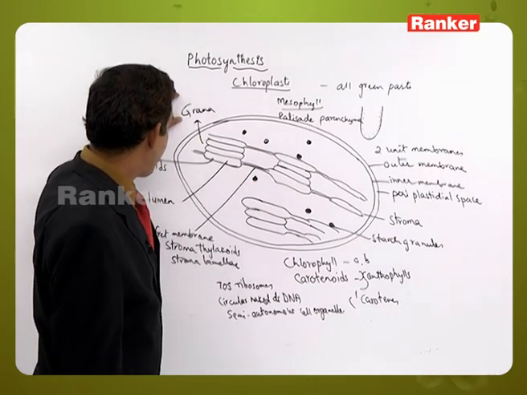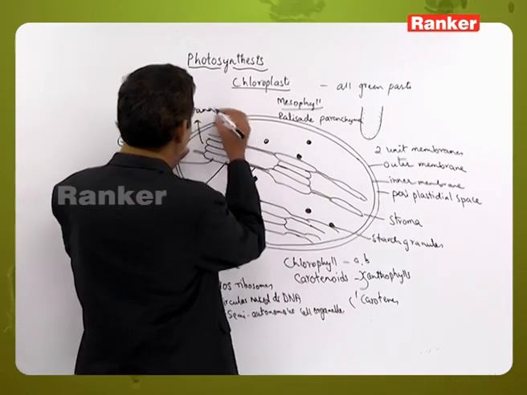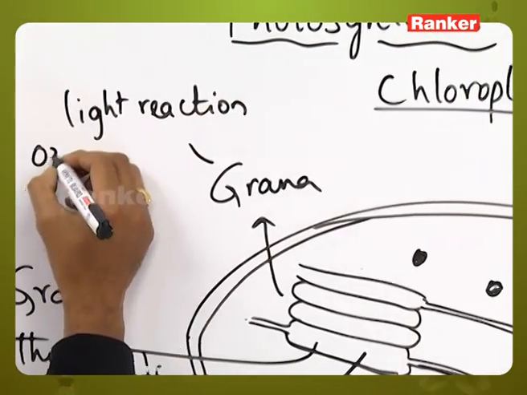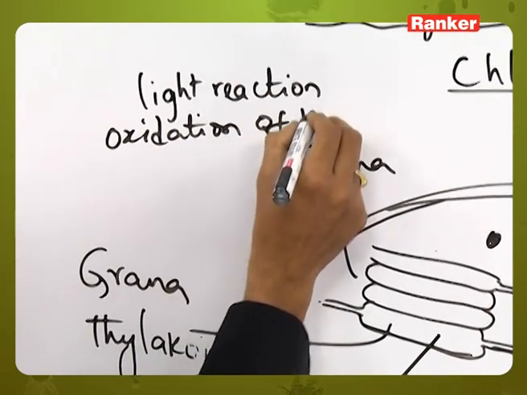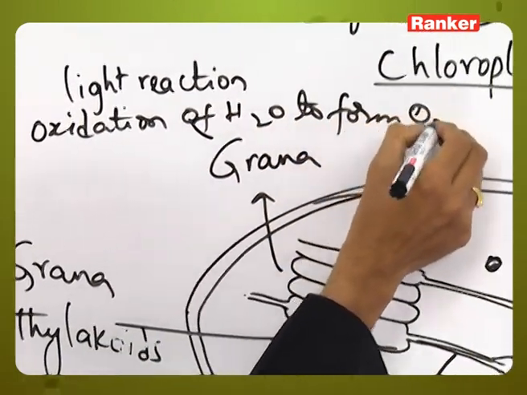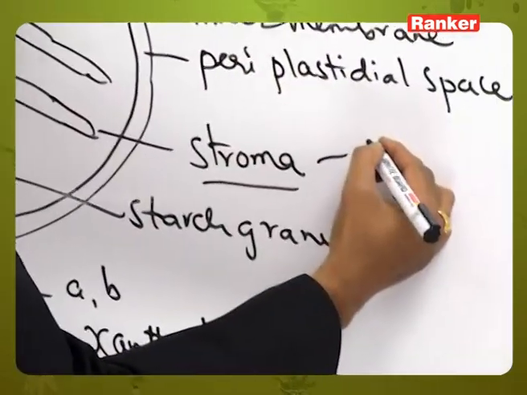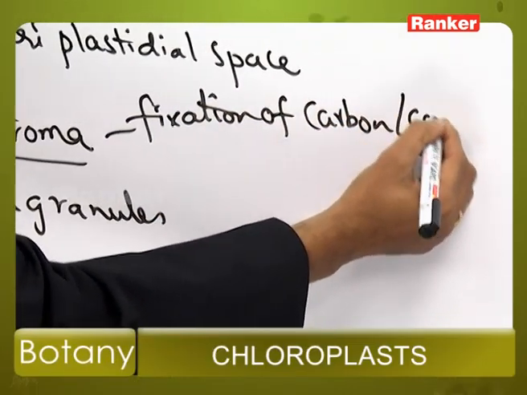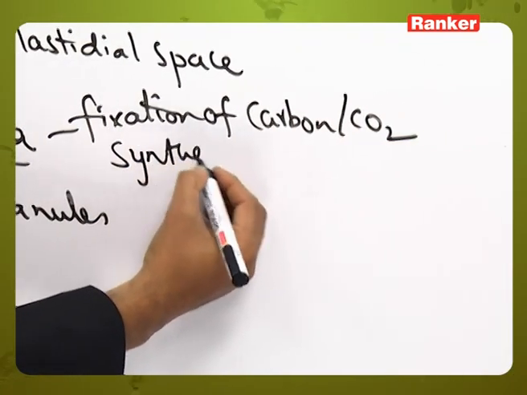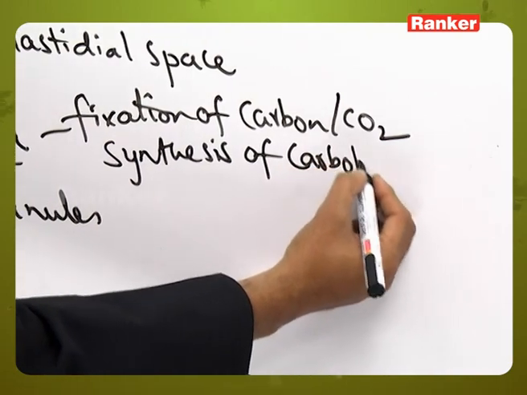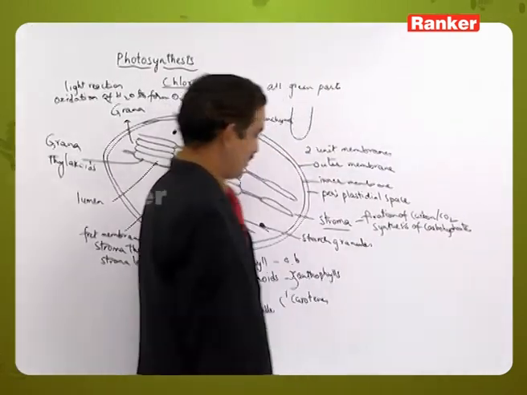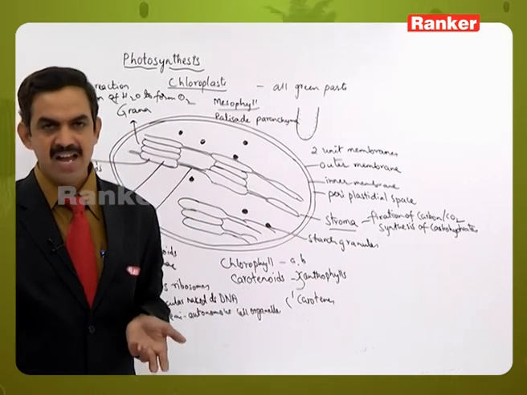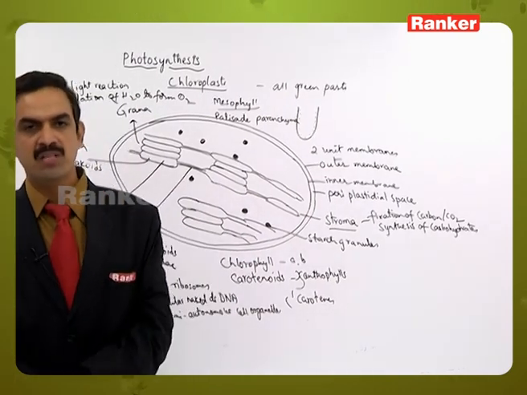Here the grana and stroma are the main parts. In the grana, the light reaction takes place, where water is oxidized to form oxygen, and in the stroma the fixation of carbon dioxide takes place, where the synthesis of carbohydrates occurs. So this entire process of the light reaction and the light independent reaction, that is the dark reaction or carbon fixation, these two steps are the parts of photosynthesis.